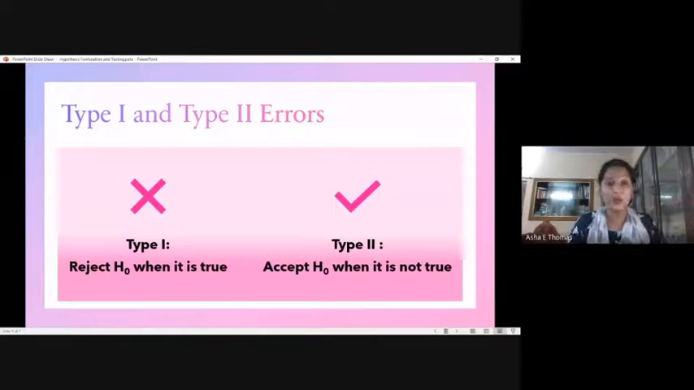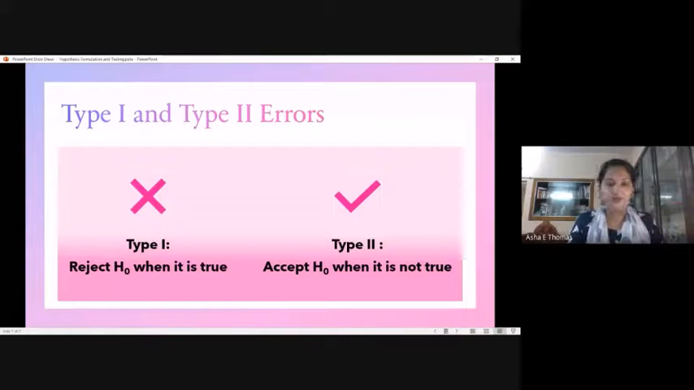Knowingly or unknowingly, I rejected it, accepting the alternative hypothesis, stating that there is a difference between the population mean and the sample mean or hypothesized mean. That's what we call a type 1 error. And type 2 error is just the opposite, accepting H naught when it is not true.